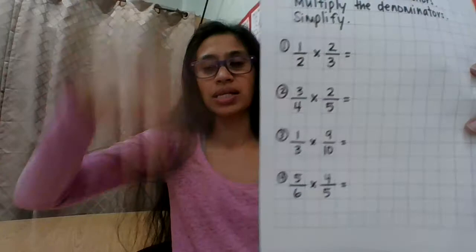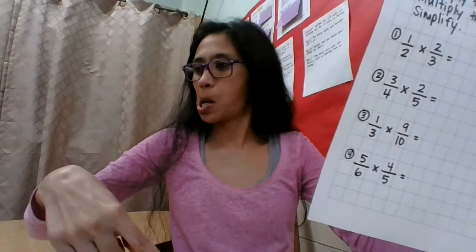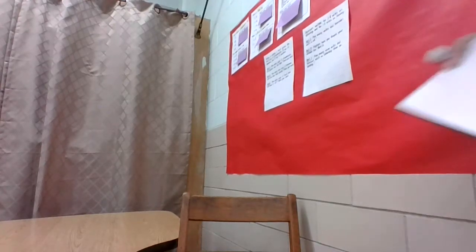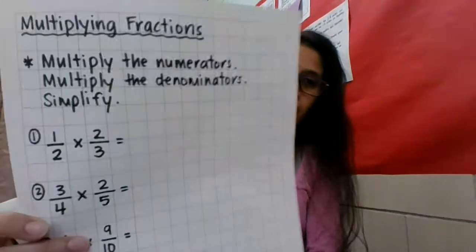Okay, so let me work some of these out. I'm going to pick one. Let me go get a marker. I'll be right back. All right, I am back. Okay, so I'll do number 1, 1/2 times 2/3.